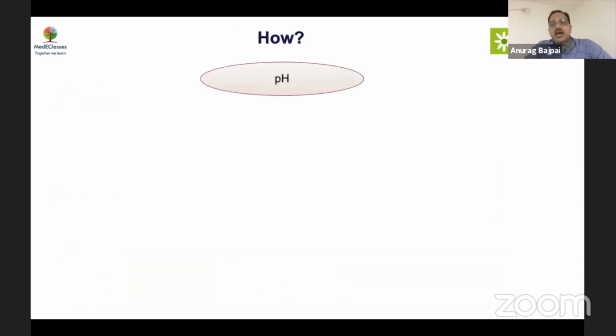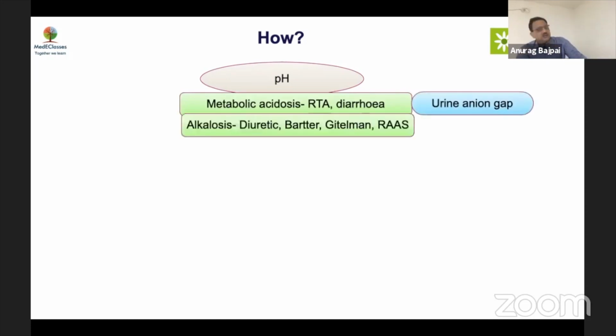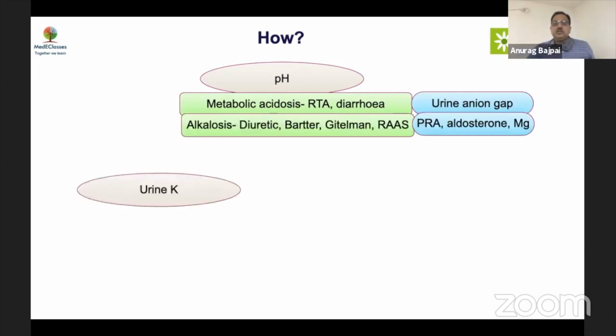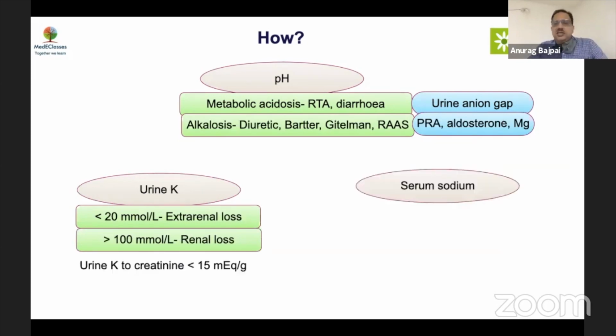So the evaluation includes the pH. This is the most important investigation. Most people who are hypokalemic will have metabolic alkalosis. If you have hypokalemia with metabolic acidosis, only two things, RTA and diarrhea. Look at urinary anion gap. If there is alkalosis, there are so many other causes to evaluate. Urinary potassium, if it's really high, suggests renal loss. Low suggests extrarenal, like a diarrheal loss in that setting.